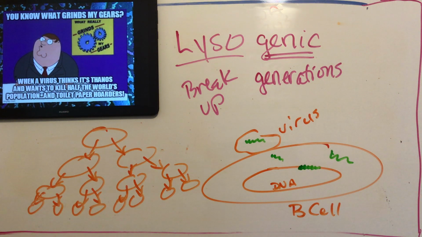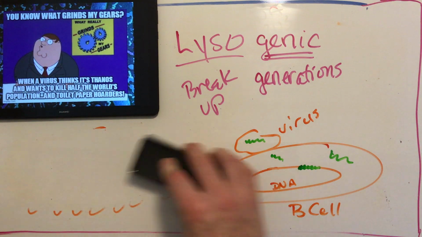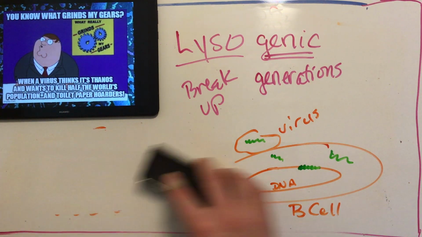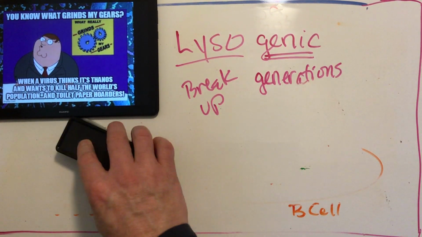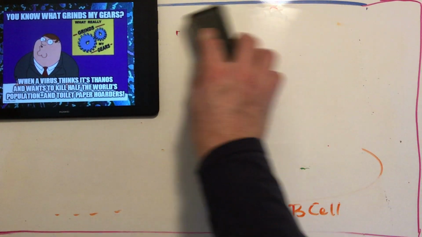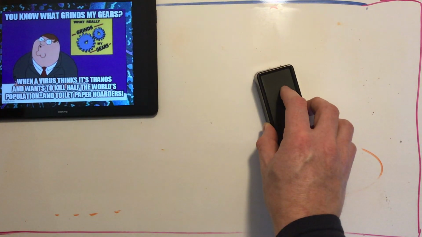So that's normally the end of the talk, right? I put there, right? When a virus thinks it's Thanos and wants to kill half the world's population, right? And toilet paper hoarders, they also annoy me. Don't be hoarding stuff. Don't be hoarding toilet paper.